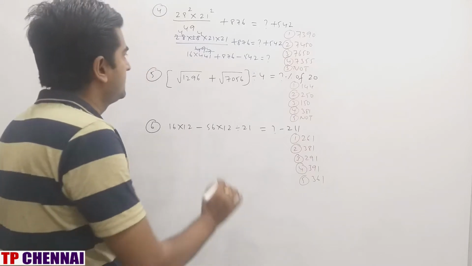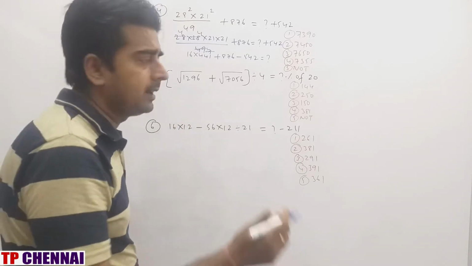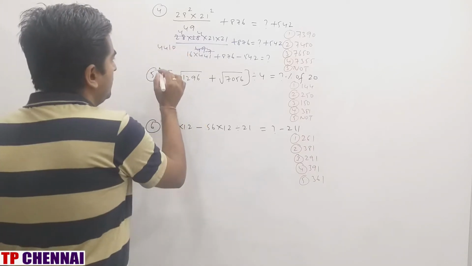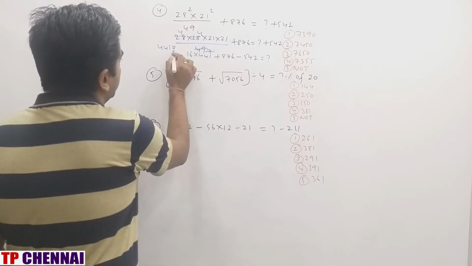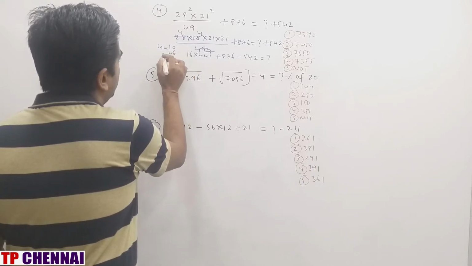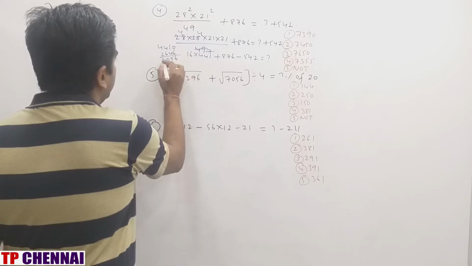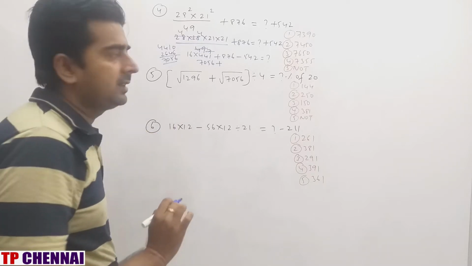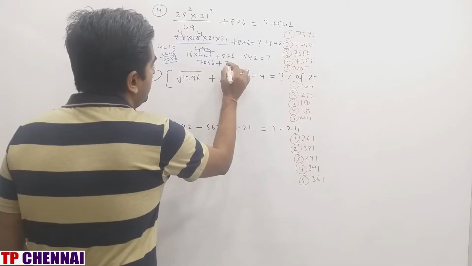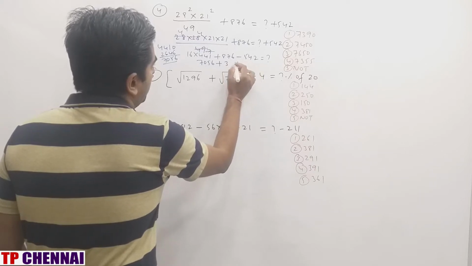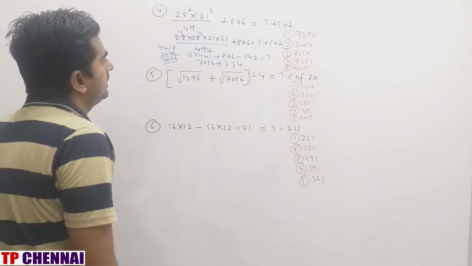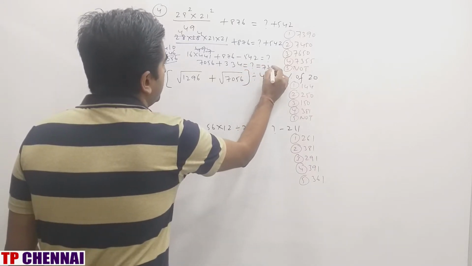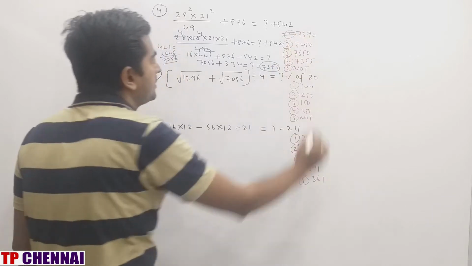Now 441 into 16, how to multiply? First multiply 441 into 10, which is 4410. Then multiply 441 into 6. So this is nothing but how much? 6 4s are 24. So 6 5 10, 7056, plus 876 minus 542. So what is my answer? 7390. 7390, which is nothing but the first option.